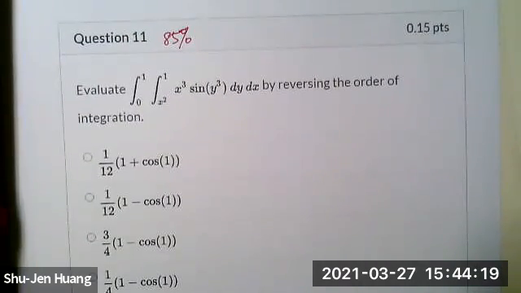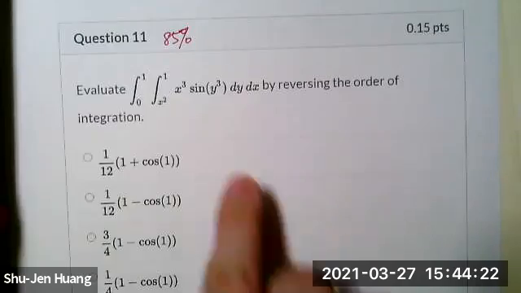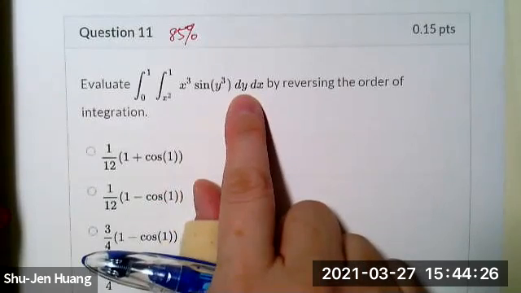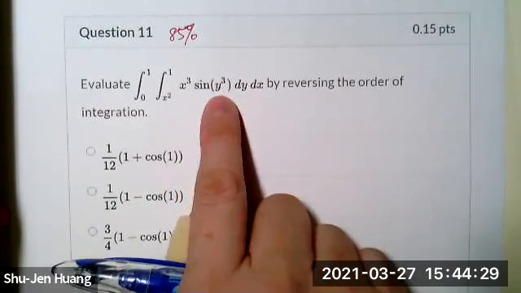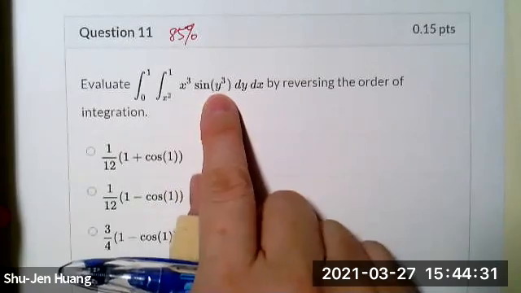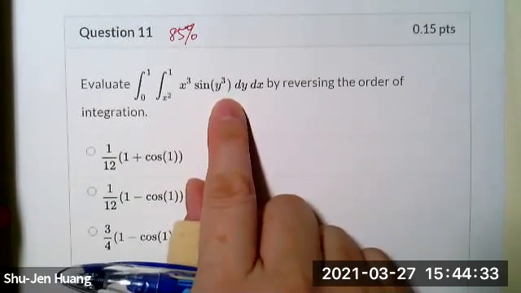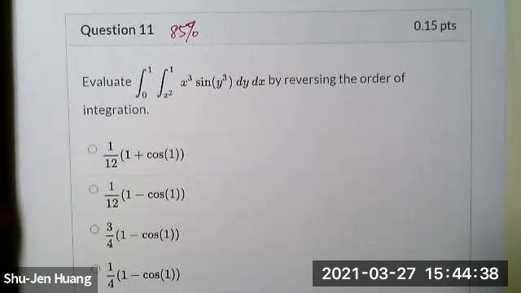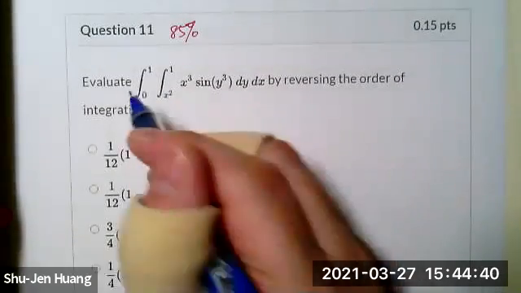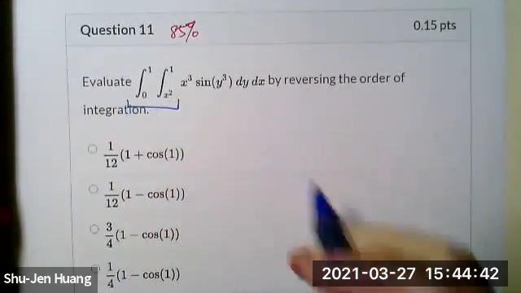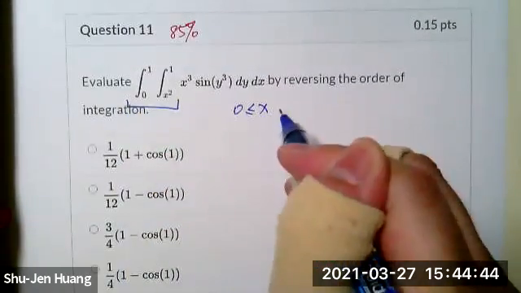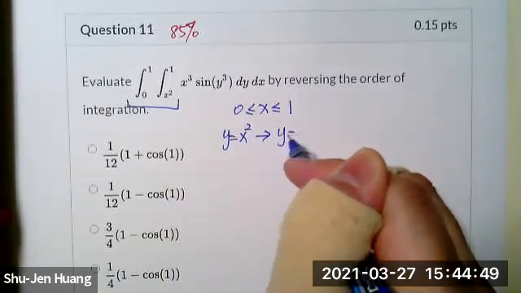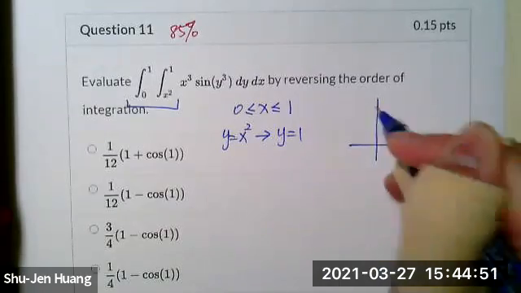Question 11 gives us a double integral, but we are not able to evaluate this integral directly. When we integrate with respect to y first, as you can see, with sine of y cubed, there's no way we can find the integral. So we're going to change the order of integration. But before we do that, we need to figure out what region we consider here. It tells us x is from 0 to 1, and y is from x squared to y equals 1. So we're going to draw the region first.